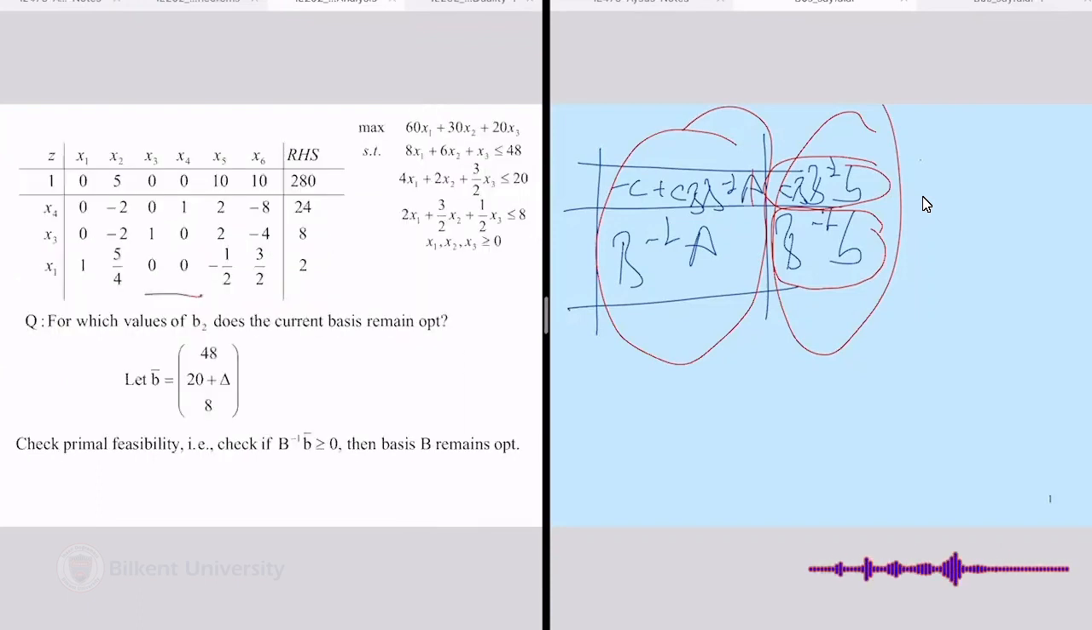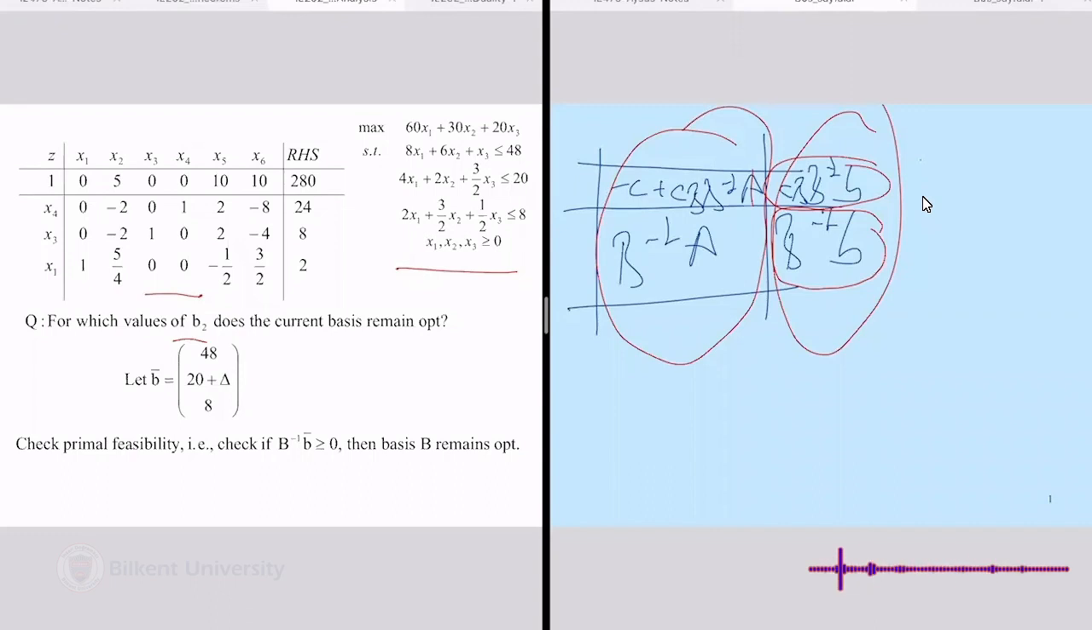This is the optimal table. This was the original problem. Now, the question is: for which values of B3 does the current basis remain optimal? The current solution will always change, so be careful. The basis remains optimal, but the solution's value will be B inverse B tilde, and B tilde will be found by the new B. You have to be careful there.